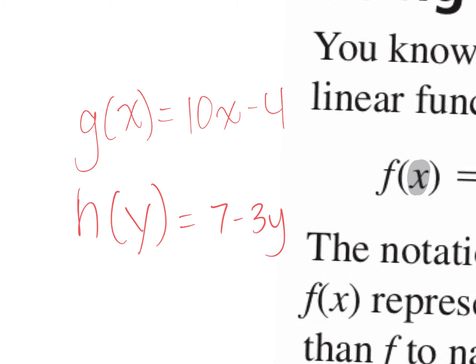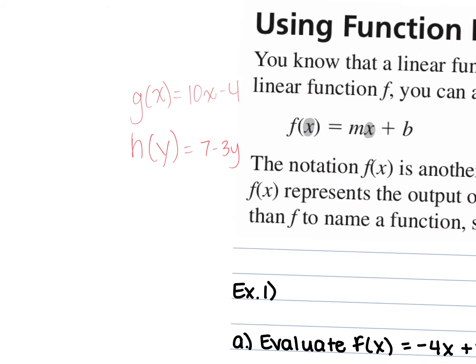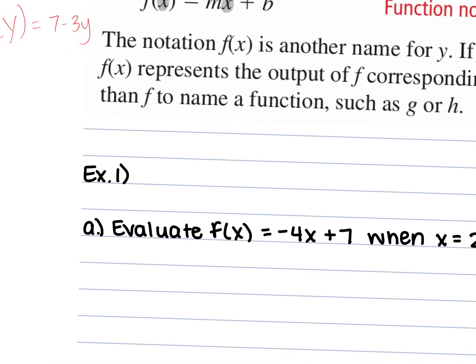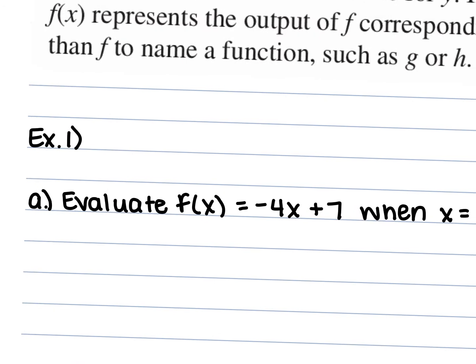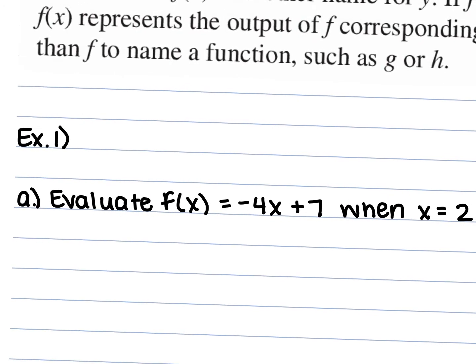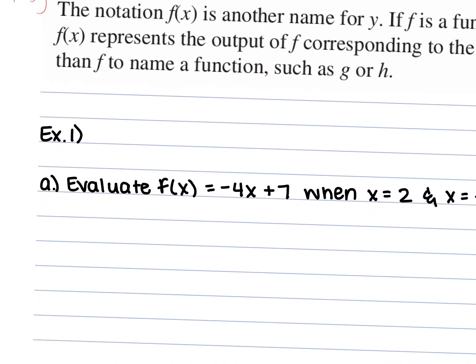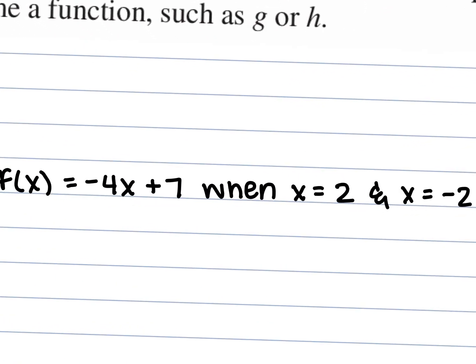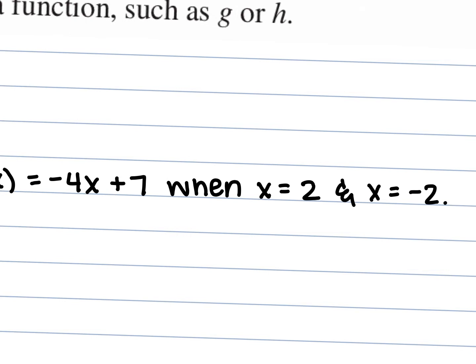We're going to do one example and then we're going to call it quits, okay? And we'll pick up tomorrow. So look down at example 1. It's given to us that the function f of x is equal to negative 4x plus 7. And we have to evaluate it when x equals 2 and x equals negative 2. Underline those two values in different colors. So use red for x equals 2 and use blue for x equals negative 2.